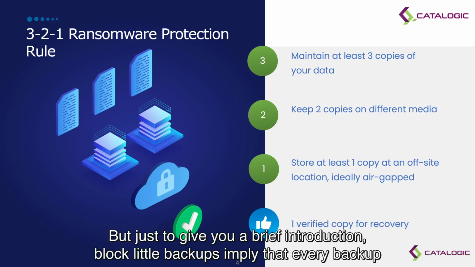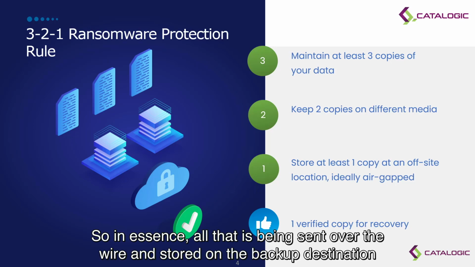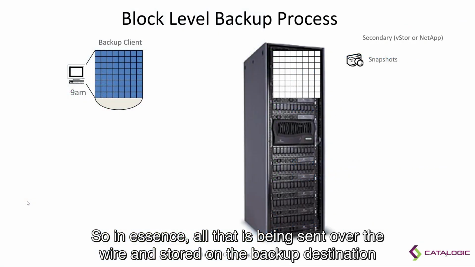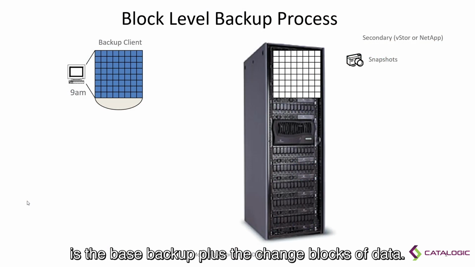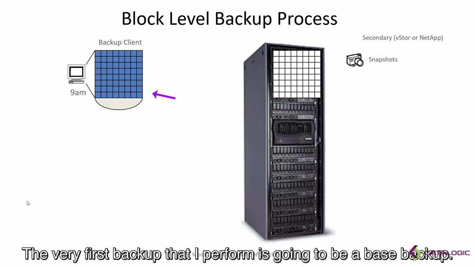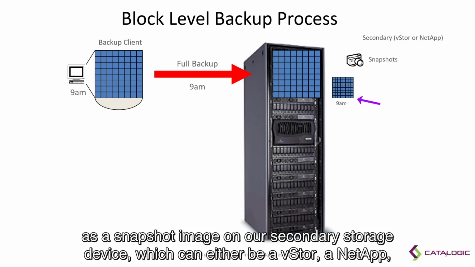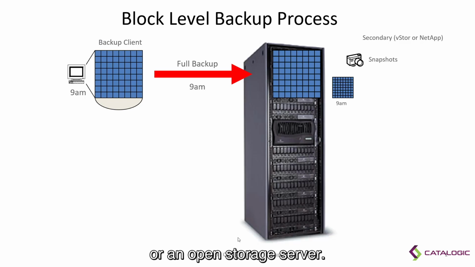But just to give you a brief introduction, block level backups imply that every backup is only protecting the changed blocks of data. So in essence, all that is being sent over the wire and stored on the backup destination is the base backup plus the changed blocks of data. So in this example here, I have a backup client which exists in a certain state at 9 a.m. The very first backup that I perform is going to be a base backup. So it's going to transfer over all the allocated blocks and then store those blocks of data as a snapshot image on our secondary storage device, which can either be a vStor, a NetApp, or an open storage server.